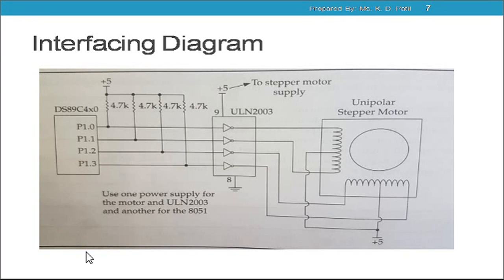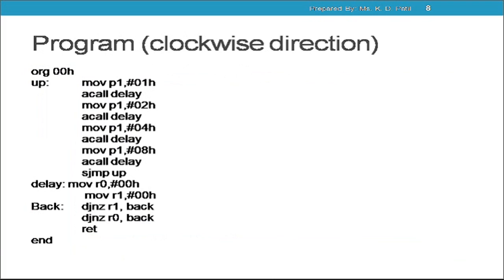And depending upon the current supplied to this unipolar stepper motor's windings, the stepper motor will rotate in the clockwise direction or in the anti-clockwise direction. Let us see the program for a stepper motor in the clockwise direction. As you can see here, this is the start of the program, this is the end of the program. In this program, we have implemented the wave mode of the stepper motor in the clockwise direction.